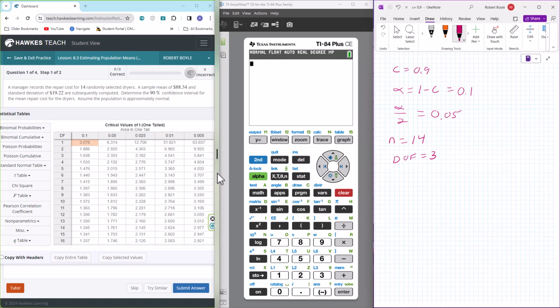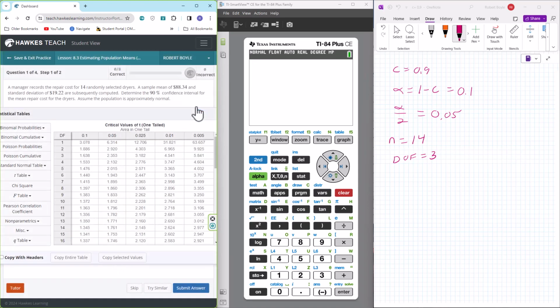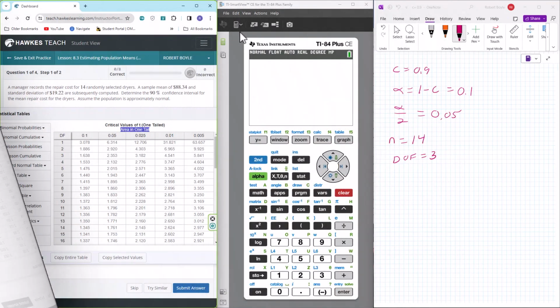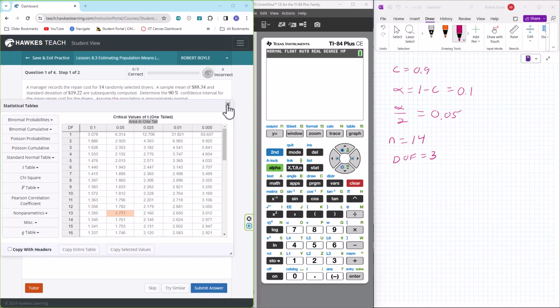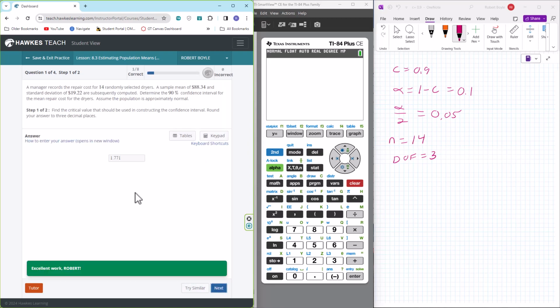1.771. Now what you can do is come down here, click on that number, and copy the selected value. It's been copied, so you can close the table by clicking the X here, and then go ahead and paste the value. Just go over there, right click, hit paste. That should be our answer. Go ahead and submit it, and there you are.